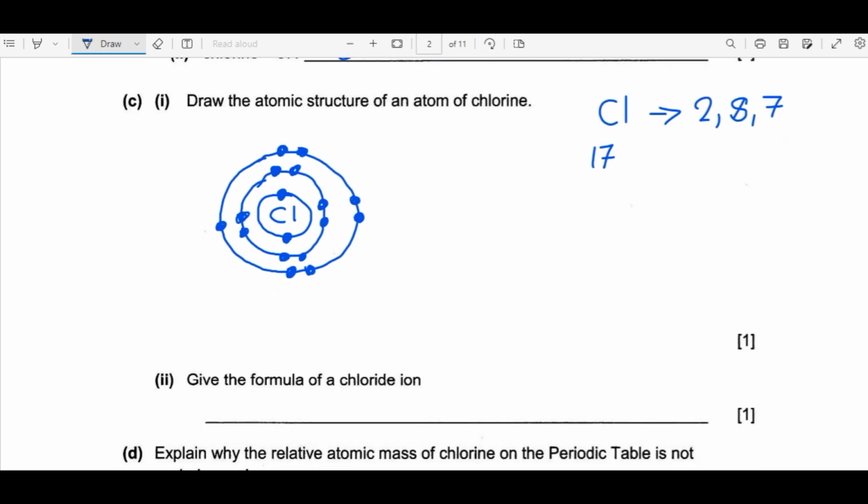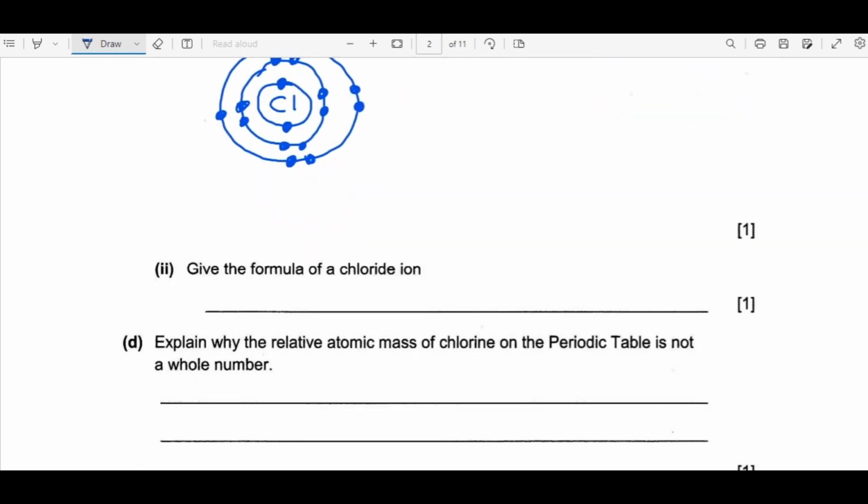Then we move on to question Roman number 2. Give the formula of a chloride ion. So an ion is a charged atom. In our case, an ion is charged by gaining 1 electron. So since it gains 1 electron to become stable, we put a -1, which is just minus.